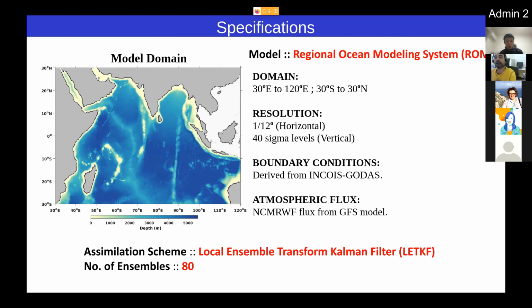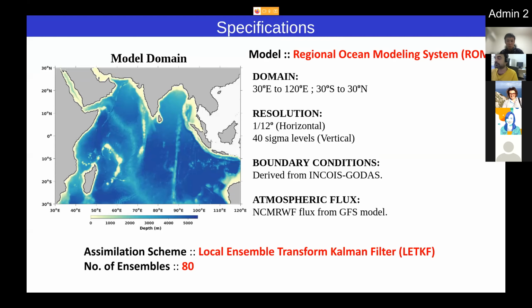The specifications are that this domain captures the entire Indian Ocean, from 30 south to 30 north and 30 east to 120 east. Like I said, the resolution is about 9 kilometer horizontal, with 40 levels. This is forced by atmospheric flux that we get from one of our sister agencies, NCMR-WF. We have around 80 ensemble members of this system, and each of these 80 ensemble members is forced by different atmospheric fluxes. All these different atmospheric fluxes also come from an 80 ensemble member GFS model data assimilation atmospheric system. So each atmospheric model forces each ocean ensemble model.